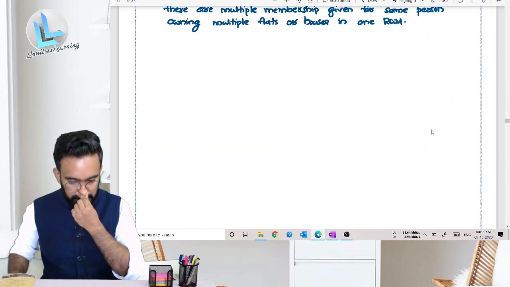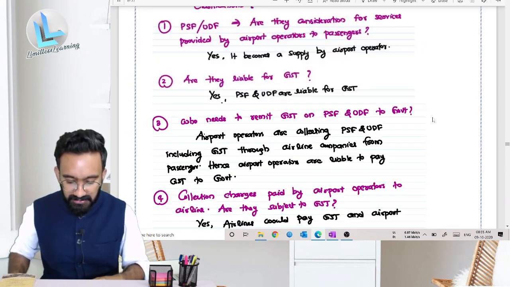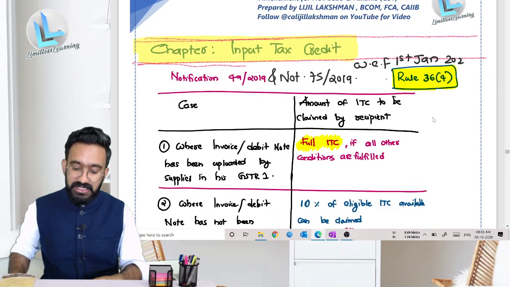Okay, so let's look at the notes. We will first go through the notes and have an understanding, then we will go ahead and put some examples as well.